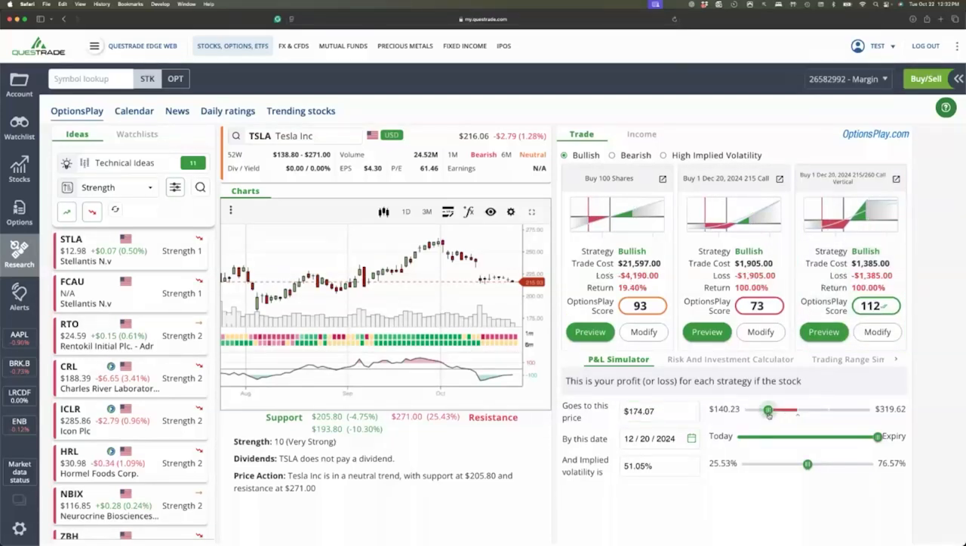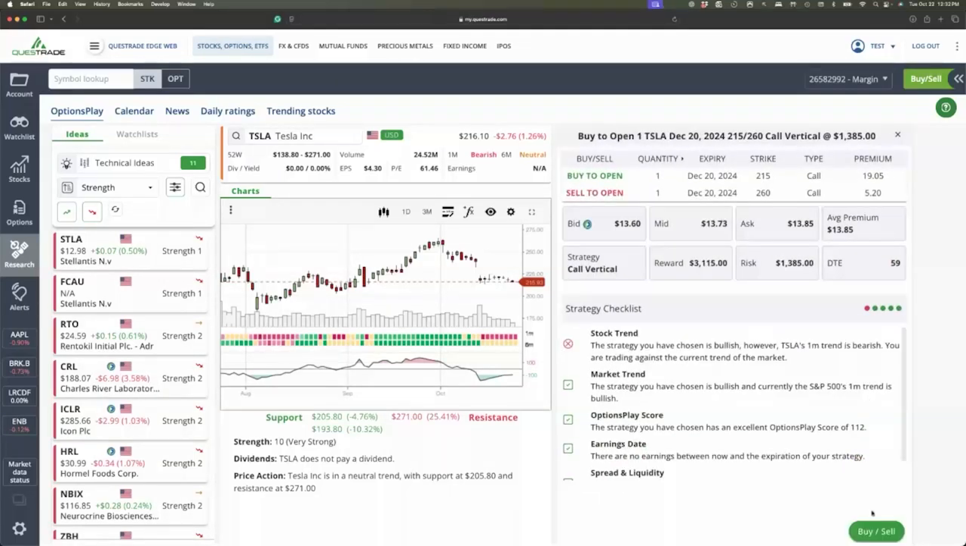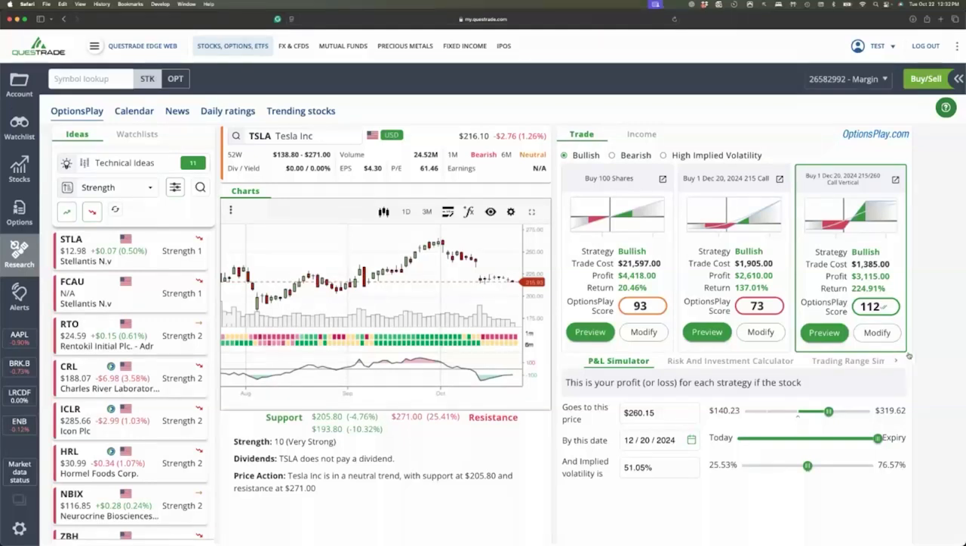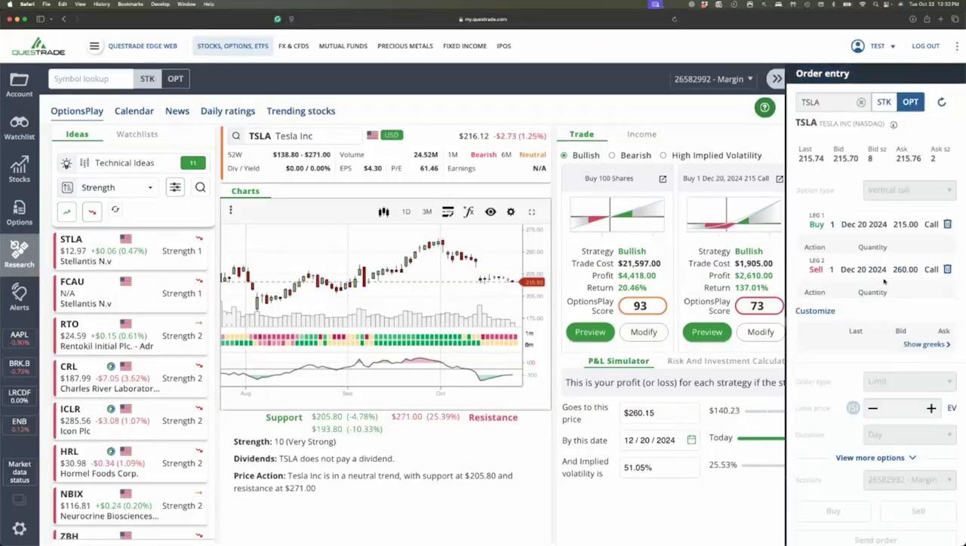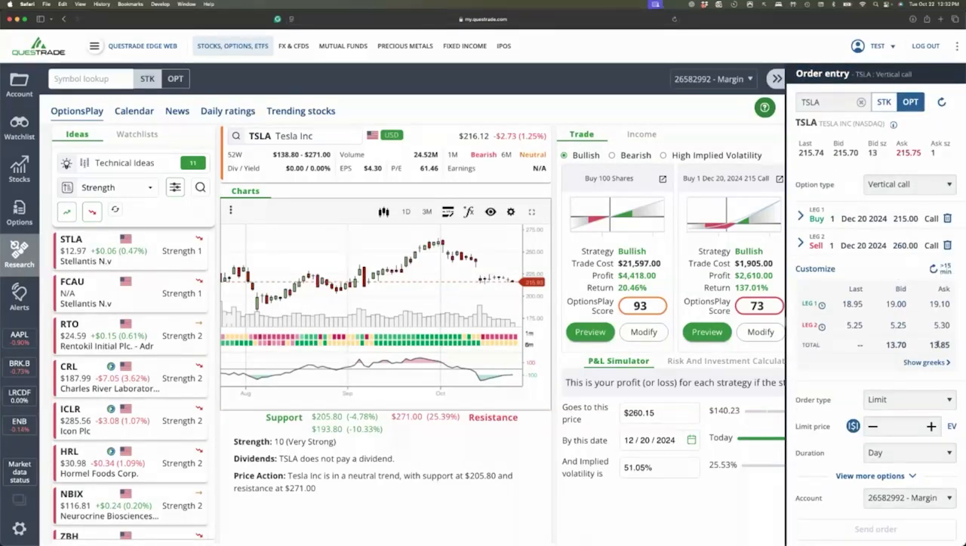And then more importantly, what happens if the stock doesn't go in the direction you expect it to? How much do you have to risk if you bought the stock versus the call option versus the call spread? And then once you've made your trading decision, being able to click on that preview button, buy and sell, and being able to enter this order very quickly into your Questrade platform and send this off for execution. So this is really at the core of what the OptionsPlay platform allows you to do if you want to take a directional view here in the markets.